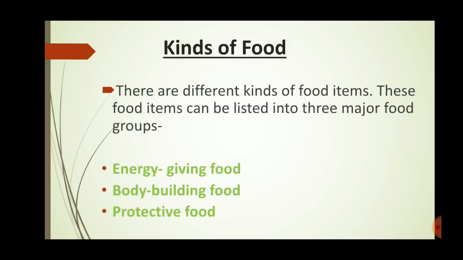Now, the next topic is kinds of food. There are different kinds of food items. These food items can be listed into three major food parts.